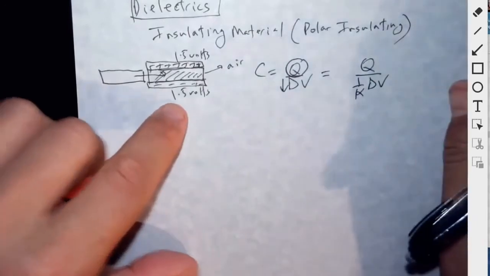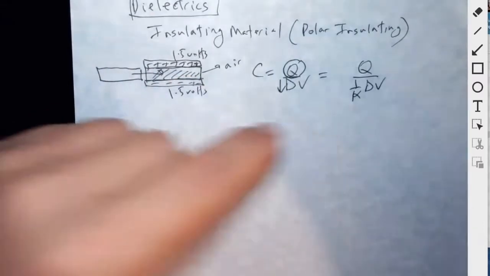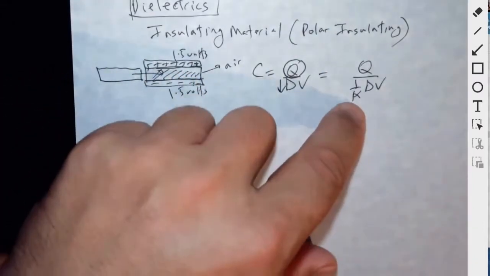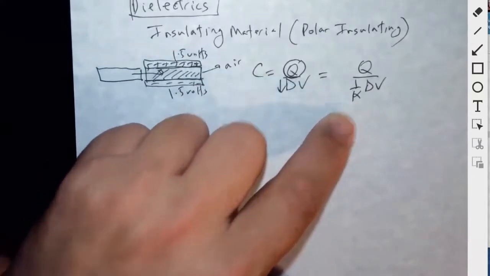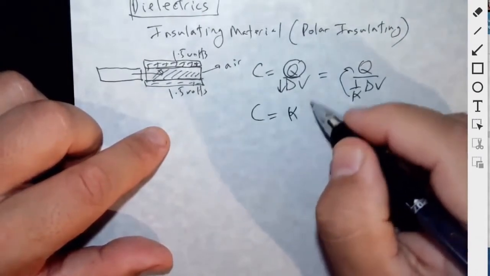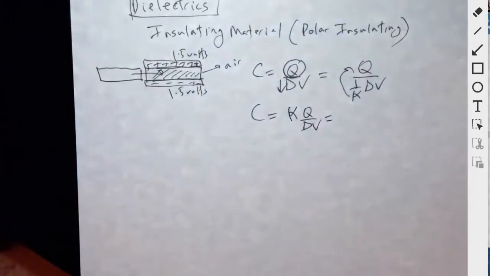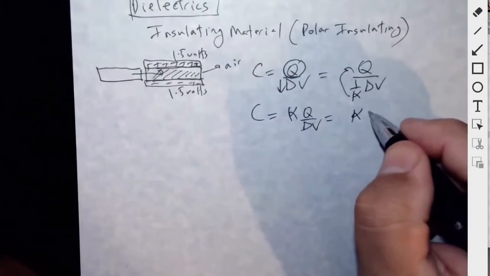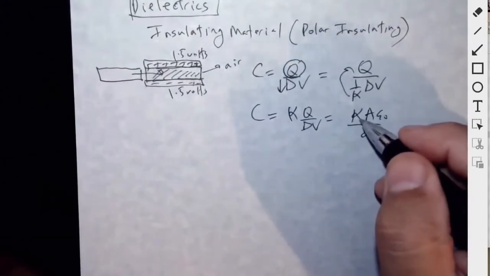So depending on what the kappa of that material is, the voltage of that plate is going to drop by a factor of the insulating factor of that dielectric, which means the capacitance is going to increase by that factor. So the capacitance of a parallel plate capacitor is going to be kappa A epsilon-naught over D. So we just add an extra kappa at the top.